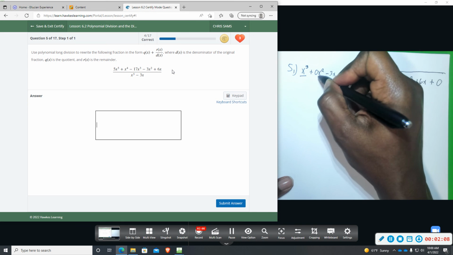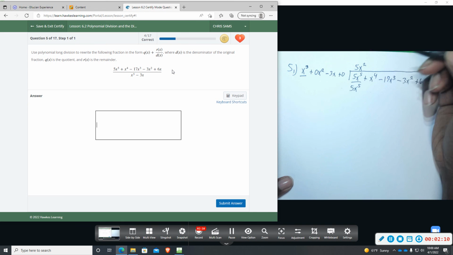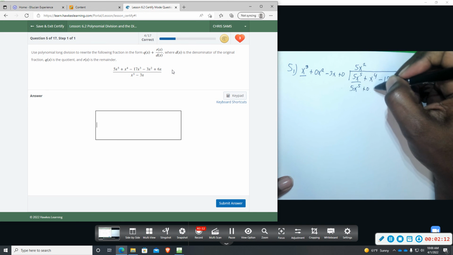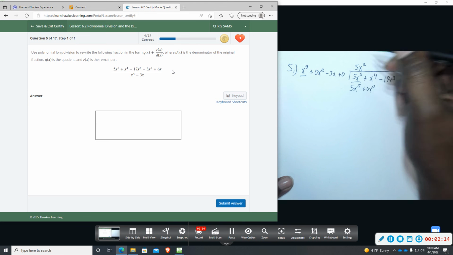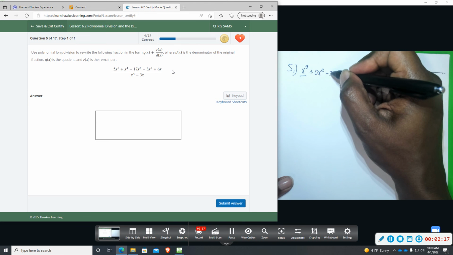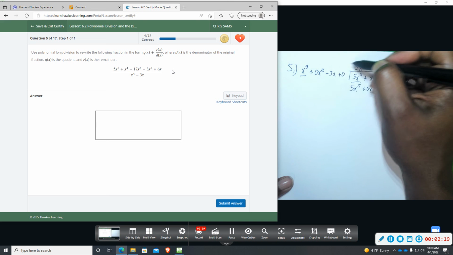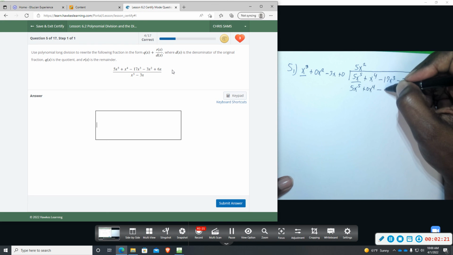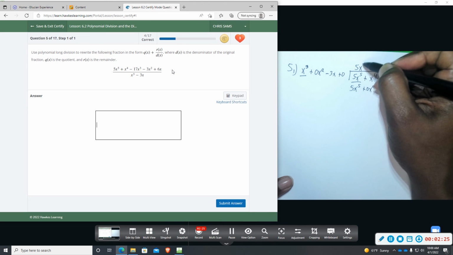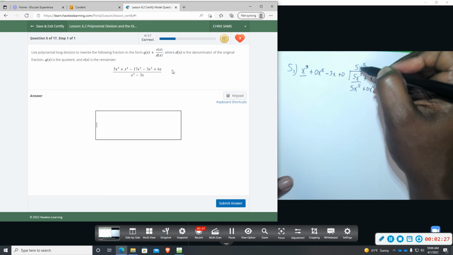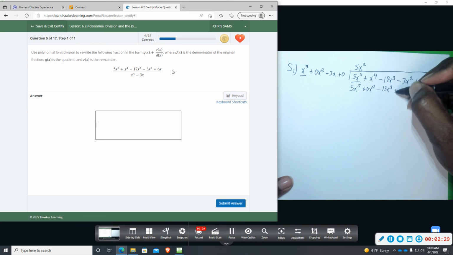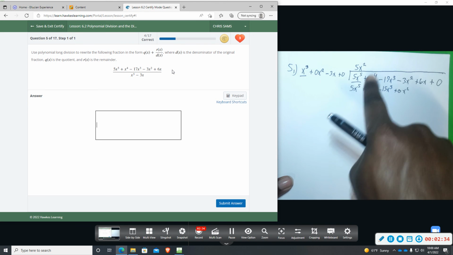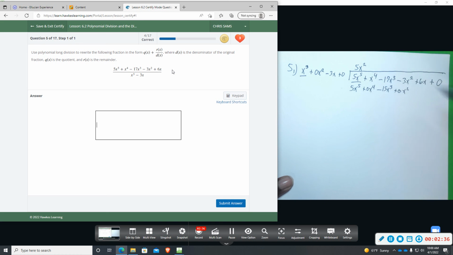5x squared times 0x squared. That will give us 0x to the 4th. 5x squared times a negative 3x will give us a negative 15x to the 3rd. 5x squared times 0x will give us 0x squared. So those zeros just help you keep all your coefficients lined up correctly.